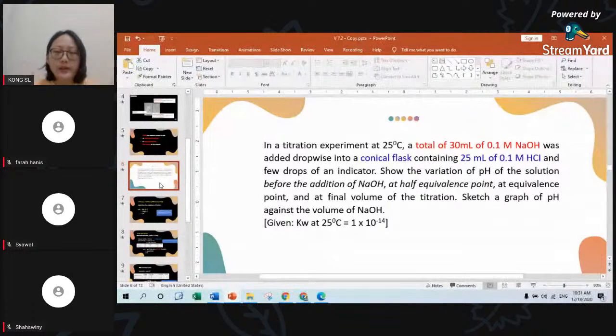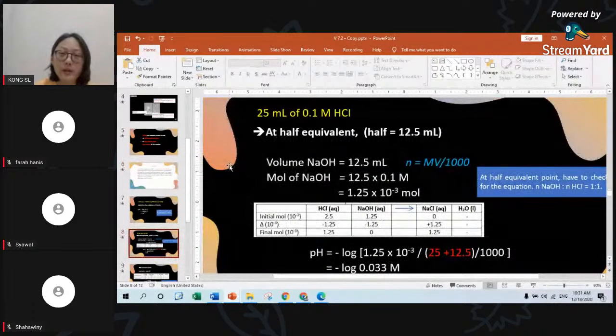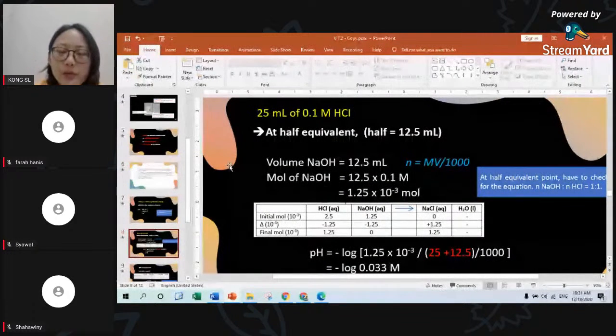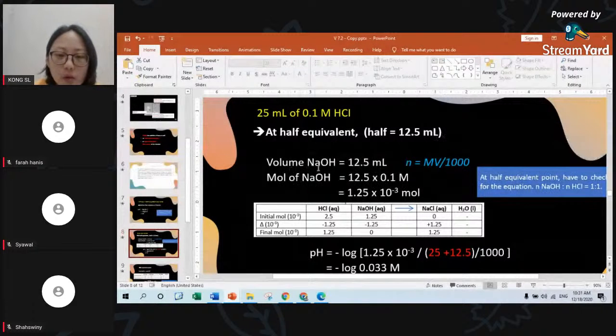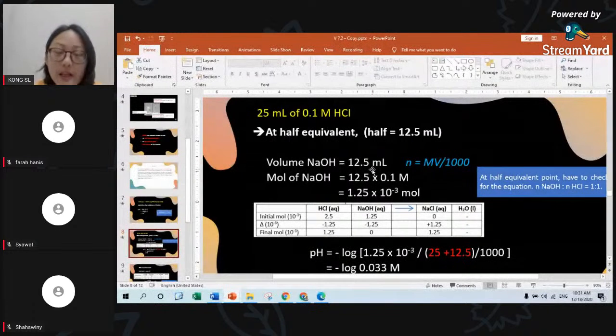That one is the equivalent point as well. If the question asks about half equivalent point, 25 divided by 2, so it's 12.5 ml. So now the volume of sodium hydroxide is 12.5 ml and the volume of the HCl is 25. In this case, the total volume is changed. That's why you need to find the initial number of mole again.